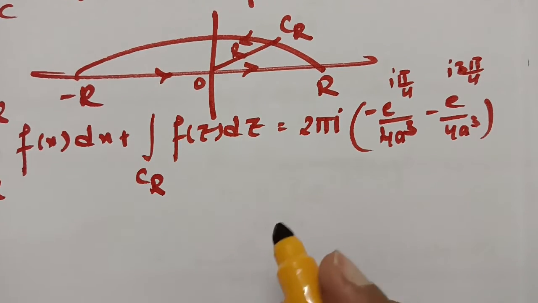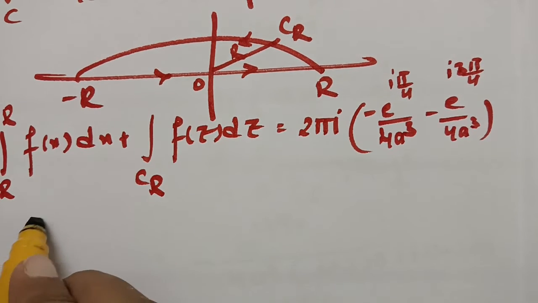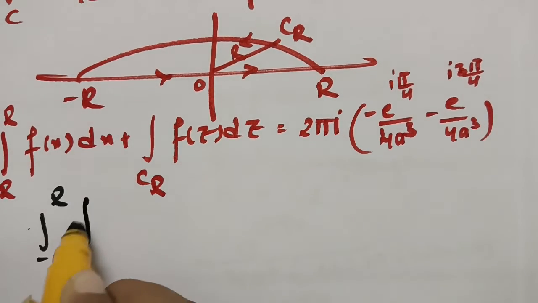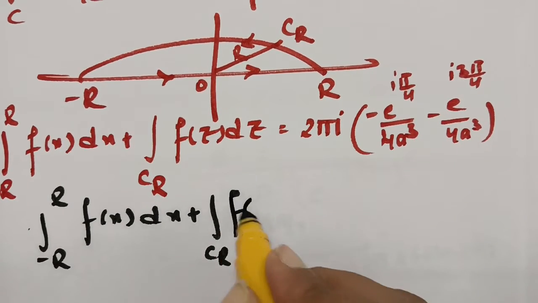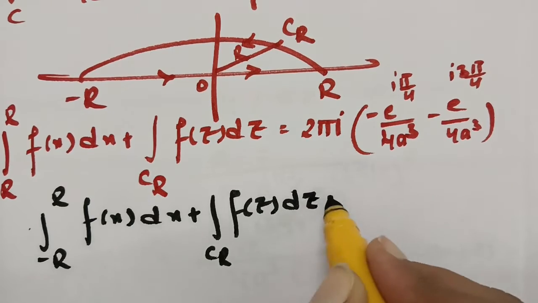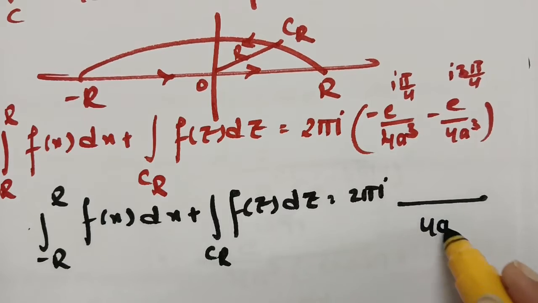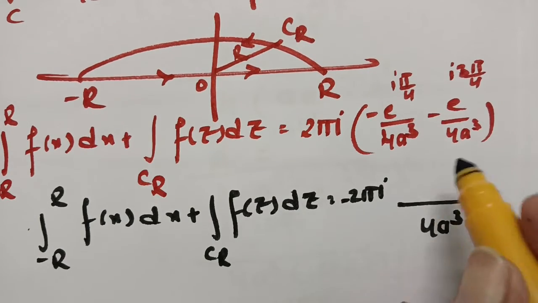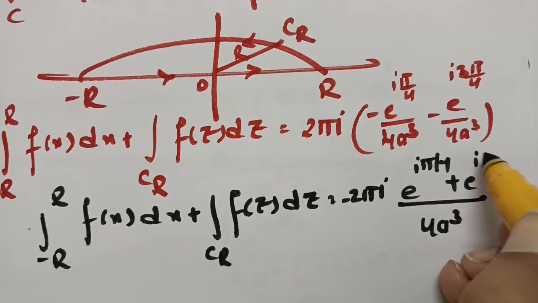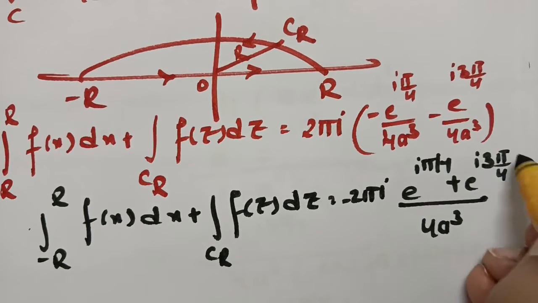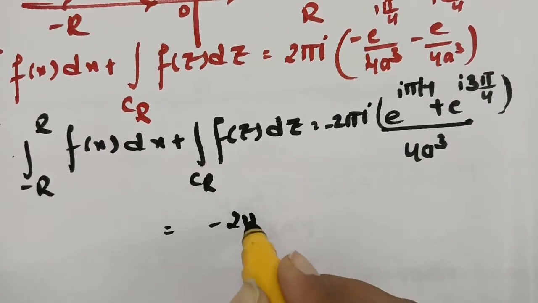And now if I calculate this one, so this will be the integral from minus r to plus r of f of x dx plus the integral over cr of f of z dz is equal to 2 pi i times. So if I take 4a cube common, and take minus common from this, this is e power i pi by 4 plus e power i 3 pi by 4, and here this will be minus 2 pi i.